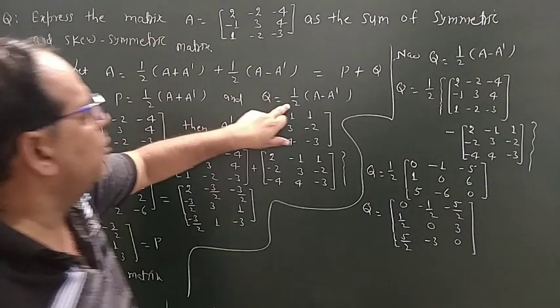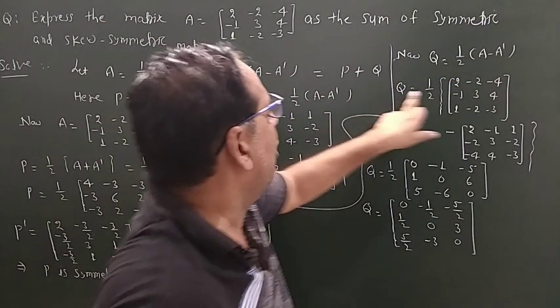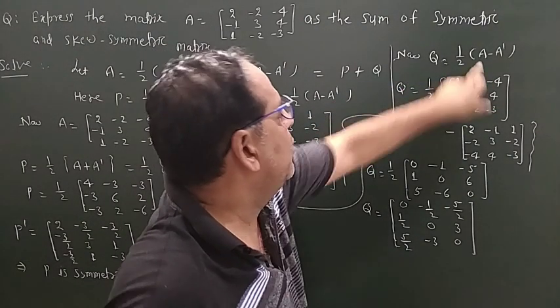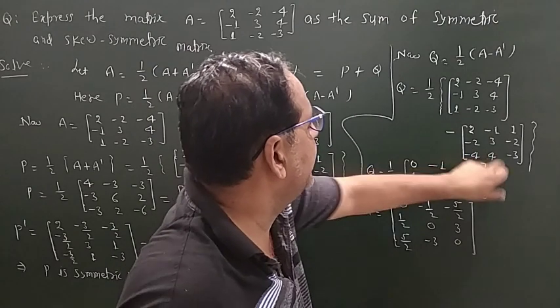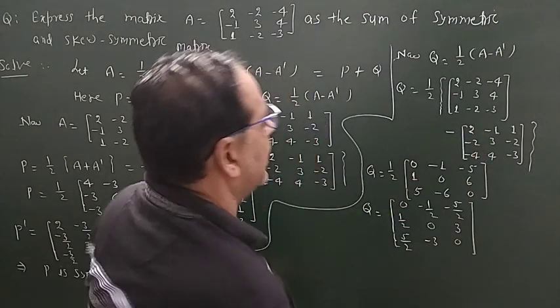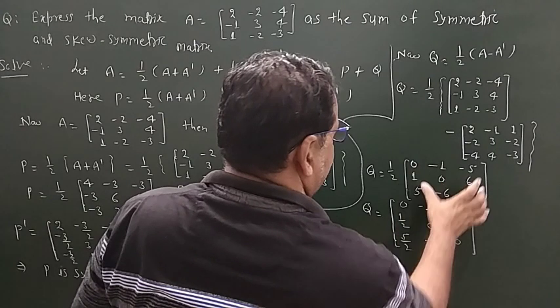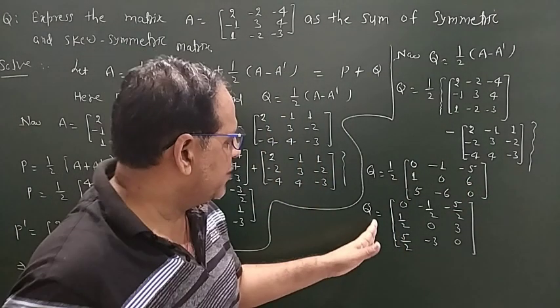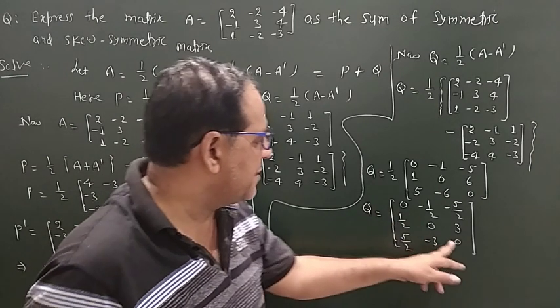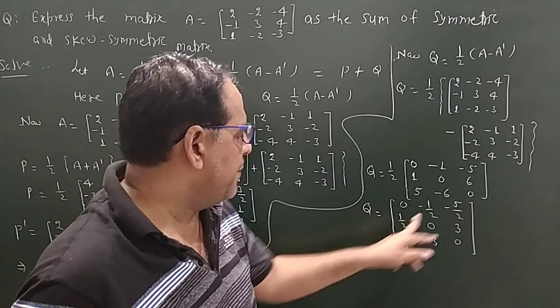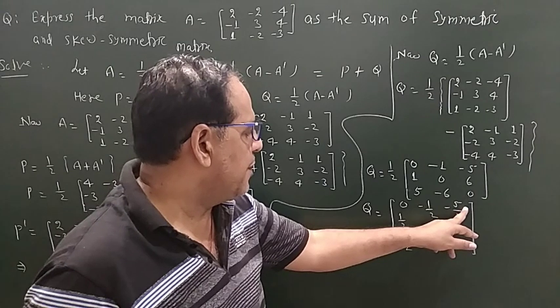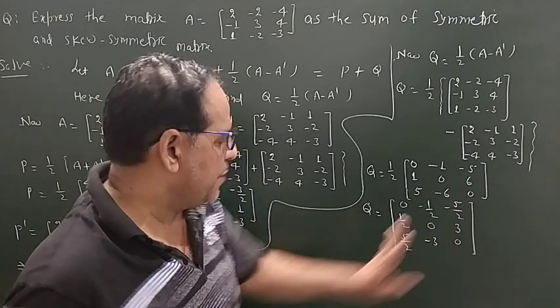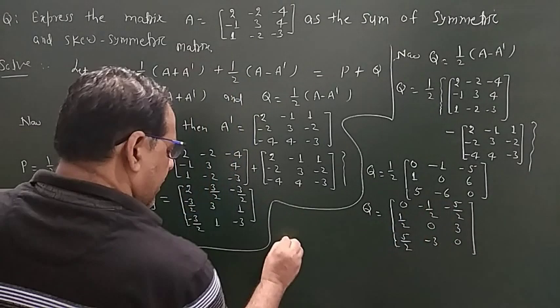Now in second part we take Q. Q is there 1/2 (A minus A dash). Now again Q equal to half the value of A minus value of A dash. Now subtract this matrix. We have after subtraction this matrix and divided by 2. So now we have this. By the property of skew symmetric matrix, diagonal elements are 0. A12 replaced by -A21, A13 replaced by -A31. So clearly this is skew symmetric, but we check by the proper method.